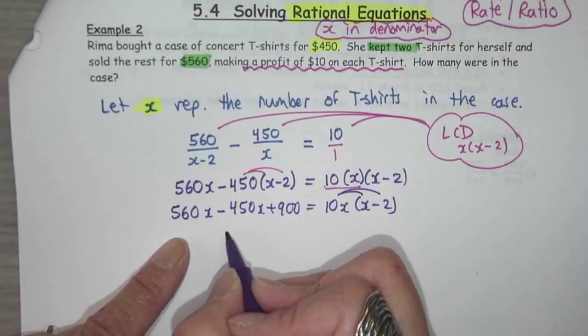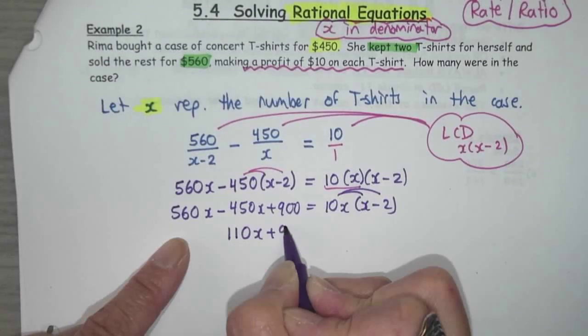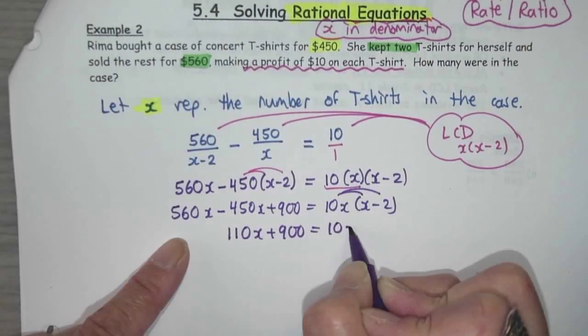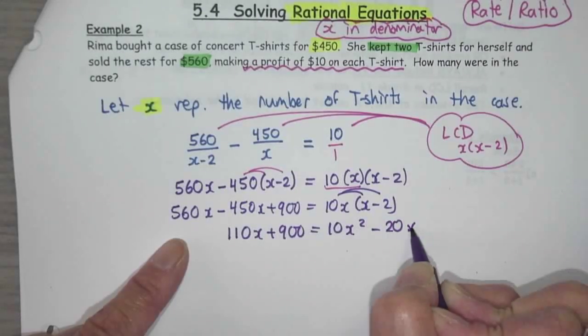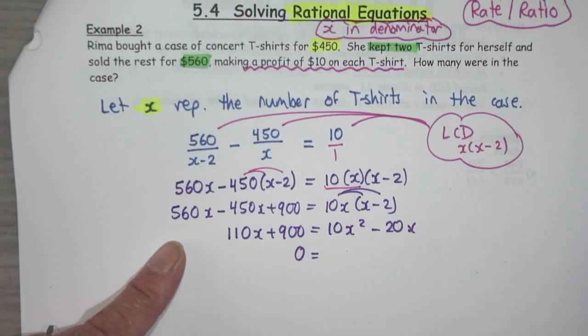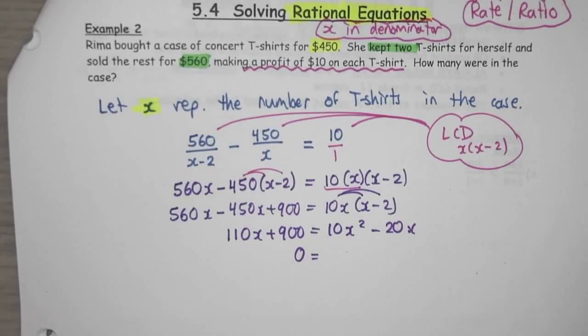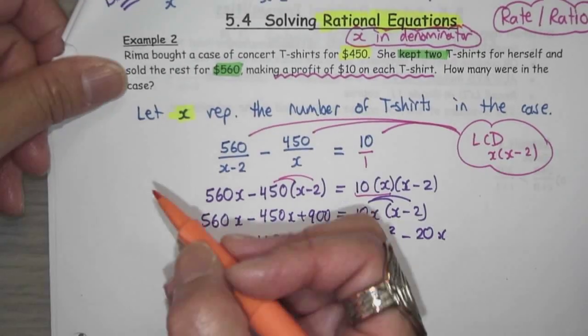560 minus 450 is 110x. Right, and again, I know you can go a little faster, some people, so bring it over. I didn't do restrictions. Forgot. Always do restrictions. Sometimes you start to solve, stop yourself as soon as you realize and go to restrictions. So I have to do restrictions.